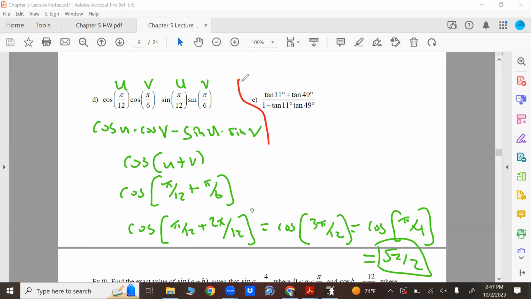Go and try E in your table groups. Hopefully it's pretty obvious what you have to do. So this is like U. This is like V. That's like U. That's like V. Is this a sum or a difference, guys? Sum, totally.